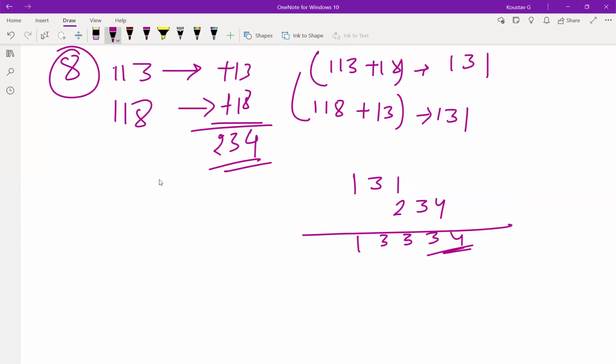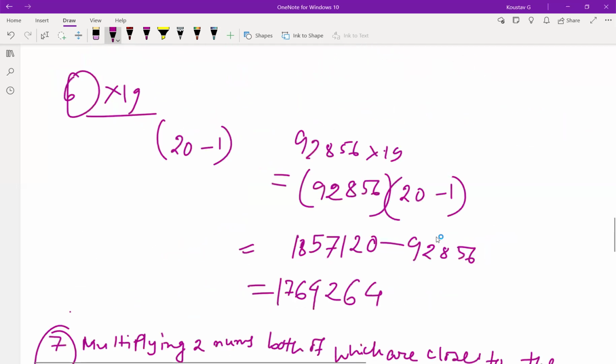Clear? As 100 is our base and there are 2 zeros, it should be of 2 digits. But as it is 3 digits, we are writing in that way. So it becomes the common part, and we are just squeezing it in. And we are getting 13334, right?